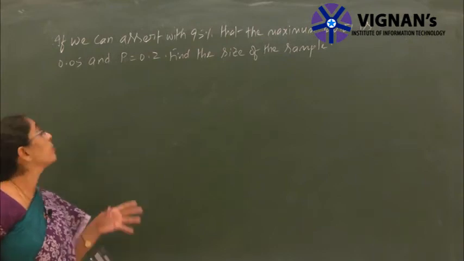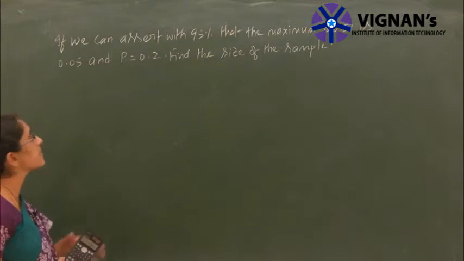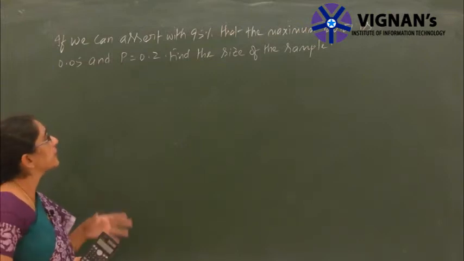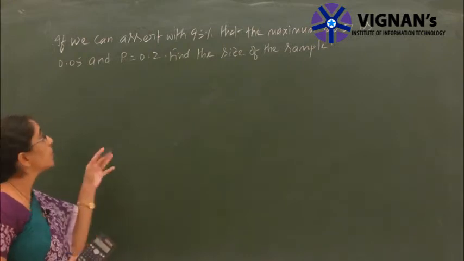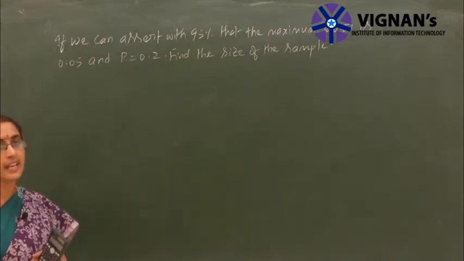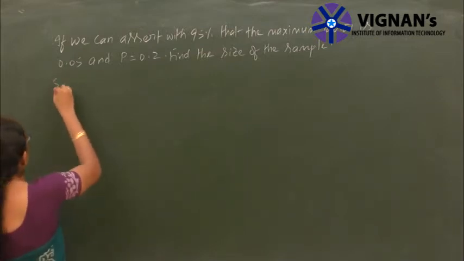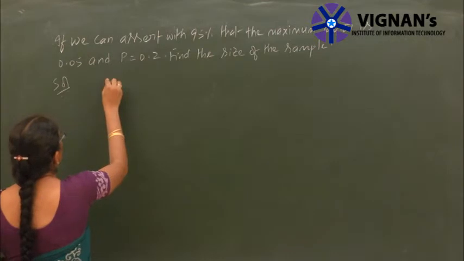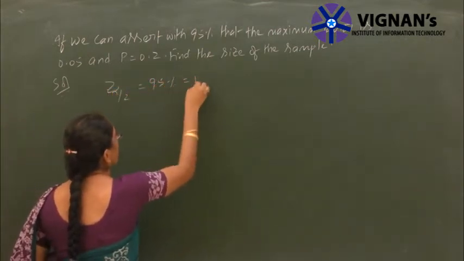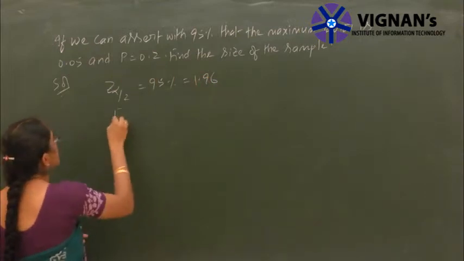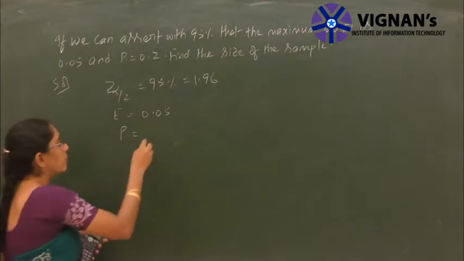Now see one more problem on this. If we can assert with 95% confidence that the maximum error is 0.05 and capital P is 0.2, then find the size of the sample. Here the capital P value is given directly, so we can't take P equal to 0.5. First write down the given data: Z alpha by 2 is 1.96 for 95%, error is 0.05, and capital P is 0.2.